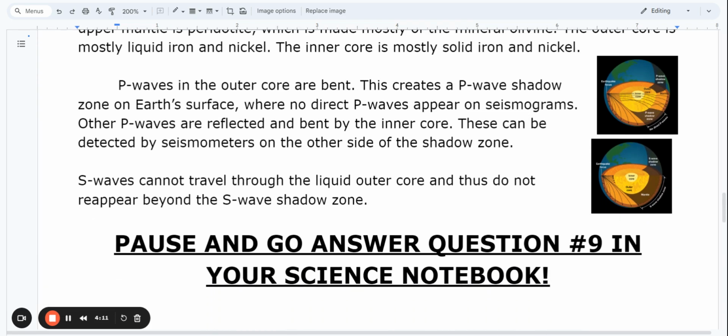P waves in the outer core are bent. This creates a P wave shadow zone on Earth's surface. There are no direct P waves appearing on seismograms. Other P waves are reflected and bent by the inner core. These can be detected by seismometers on the other side of the shadow zone. S waves cannot travel through the liquid outer core and thus do not reappear beyond the S wave shadow zone. Pause and go answer question number 9 in your science notebook.